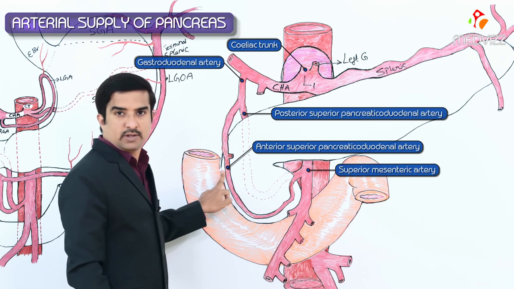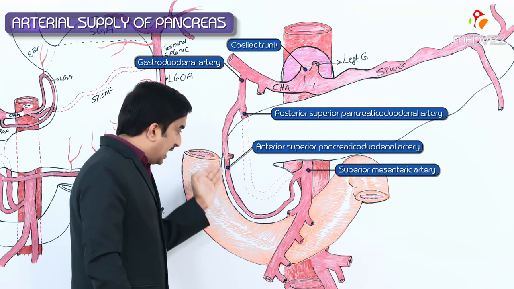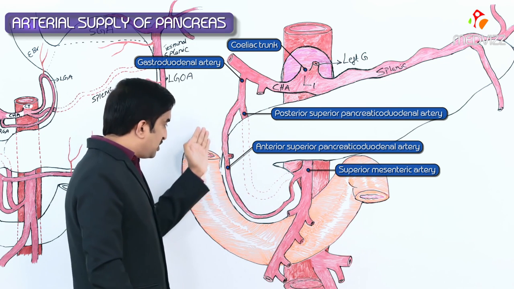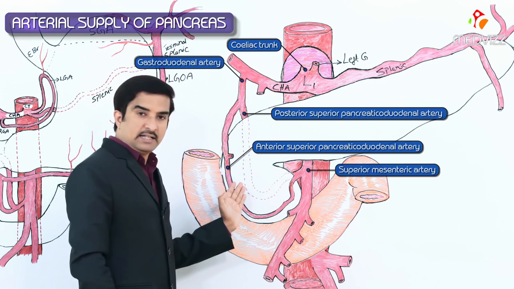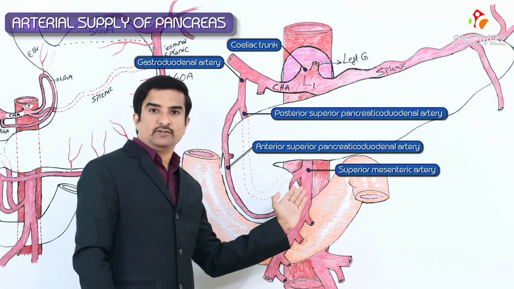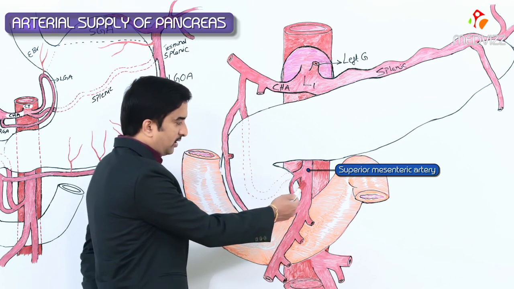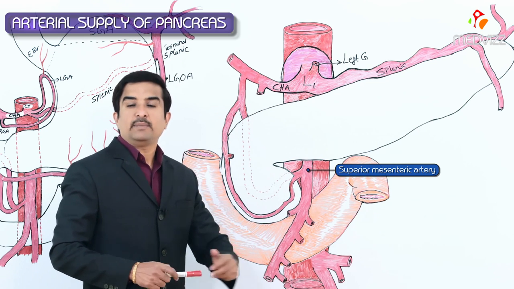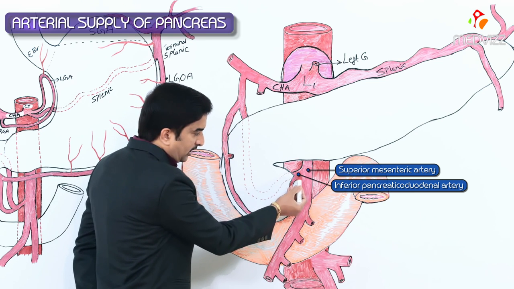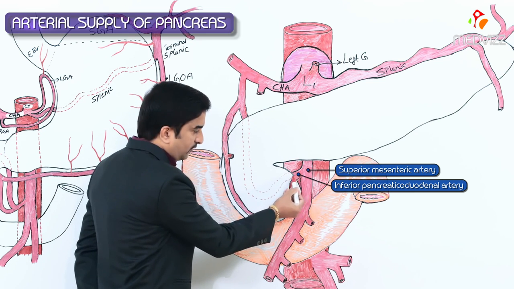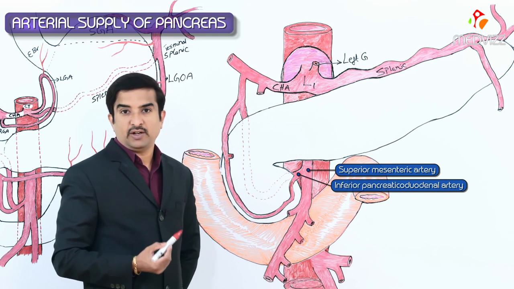pancreaticoduodenal artery. These two arteries run along the C-shaped curve of the second part of the duodenum as well as the head of the pancreas and anastomose with the branches of the superior mesenteric artery. This is the superior mesenteric artery. It gives off the inferior pancreaticoduodenal artery, the small course of this artery that you are seeing.